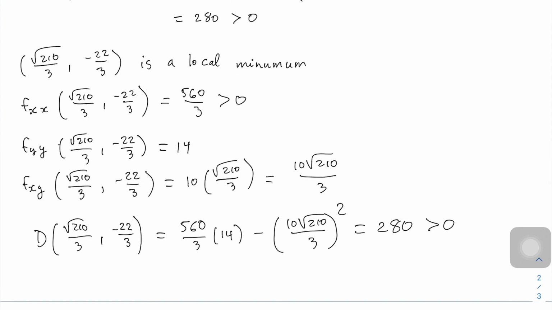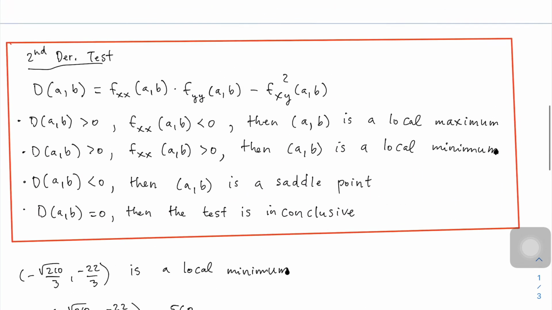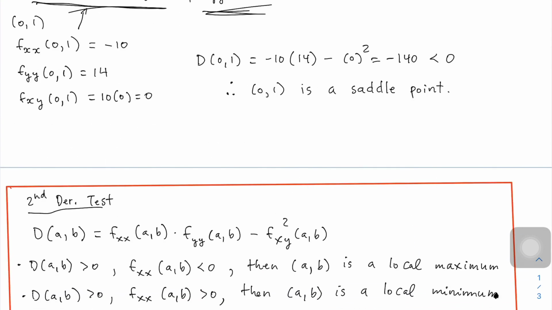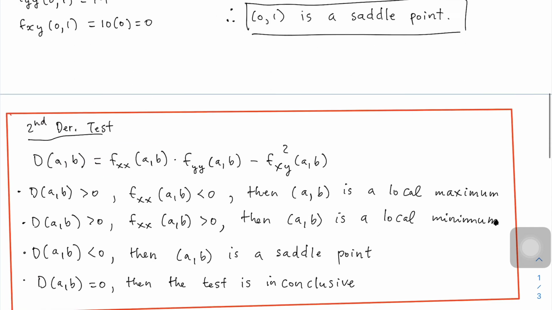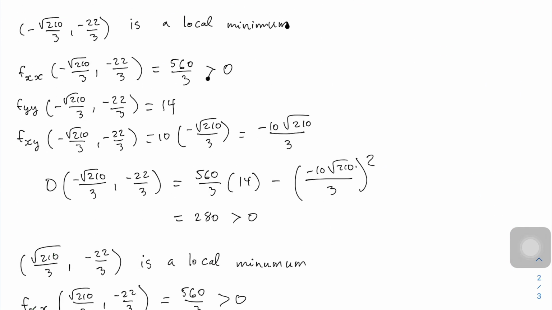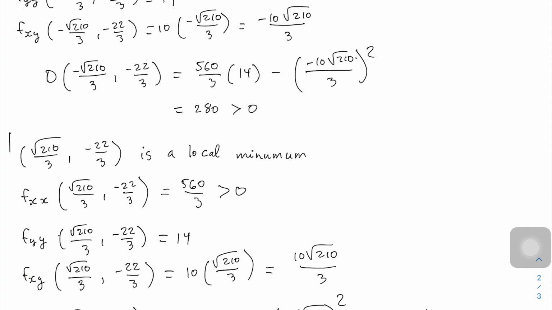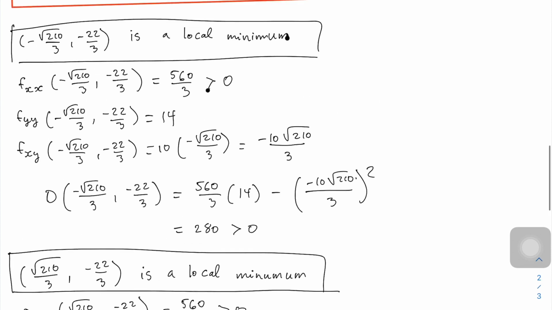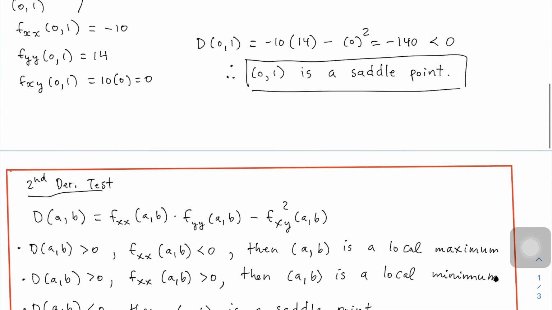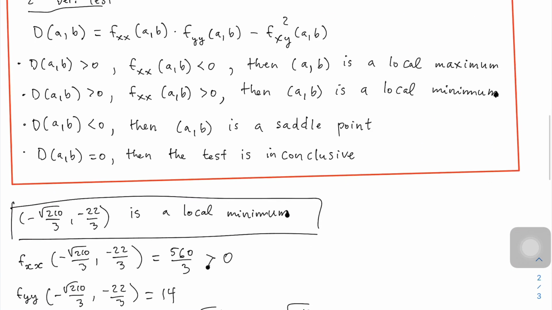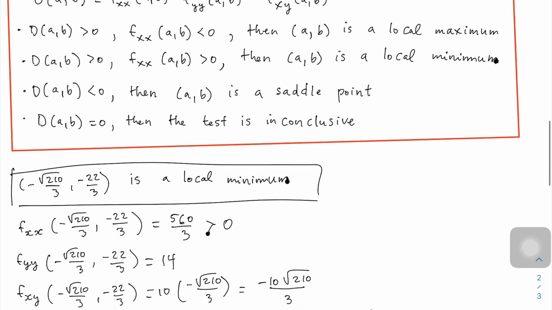Okay, so do you see here that using the second derivative test, we were able to determine that this point was a saddle point, and this second point was a local minimum, and this was a local minimum. So we did not see any local maximum, and we did not encounter the fourth case here, which is where the test is inconclusive.